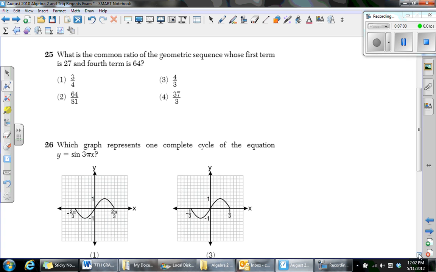Okay. Common ratio, geometric sequence, we know the nth term is equal to a1 r to the n minus 1. So that gives us 64 equals 27 r to the third, because they told us the 64 is the fourth term. So r is equal to 4/3.